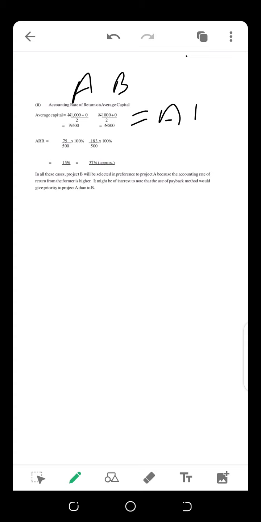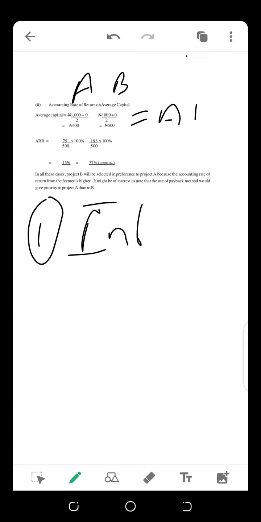So how do you now make your decision? The decision will be which of the projects should be embarked on, which of the projects has higher return. Using the first method, which is initial capital, what is the percentage we have there?